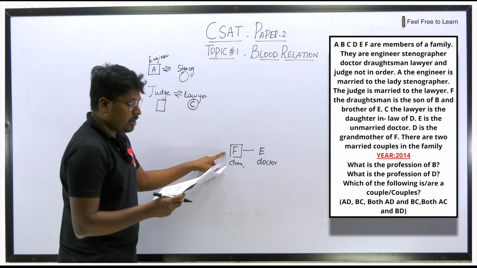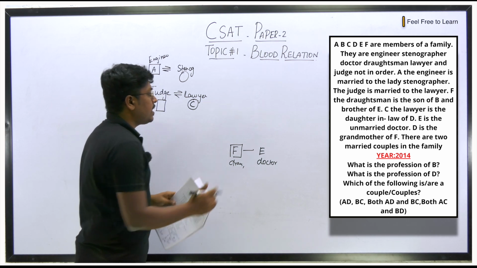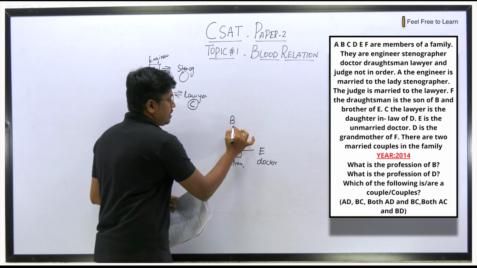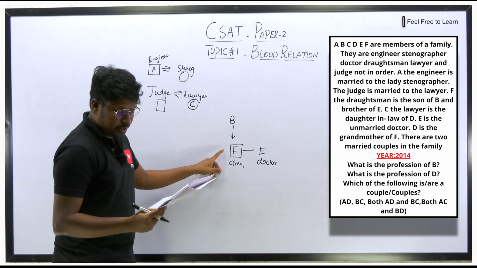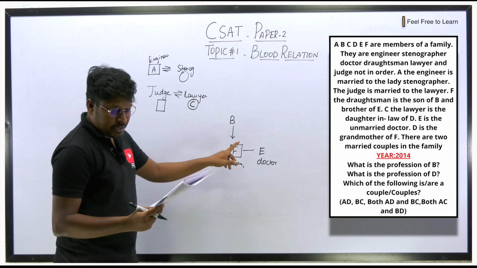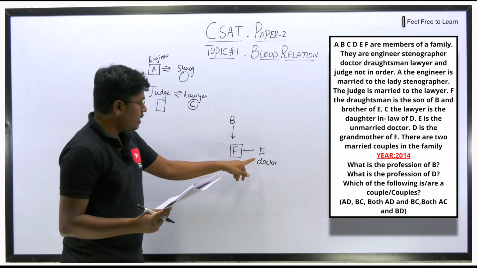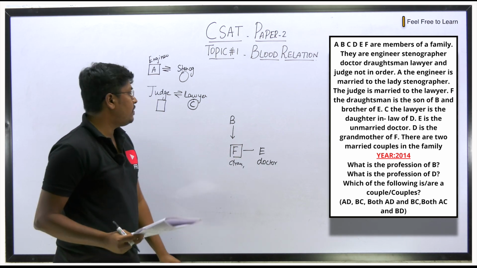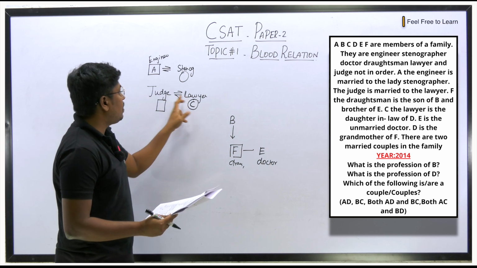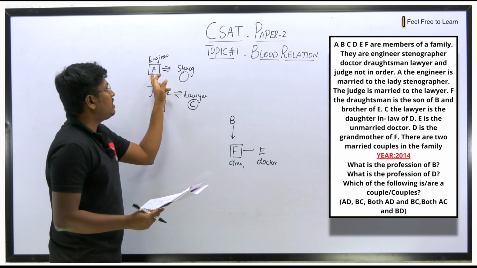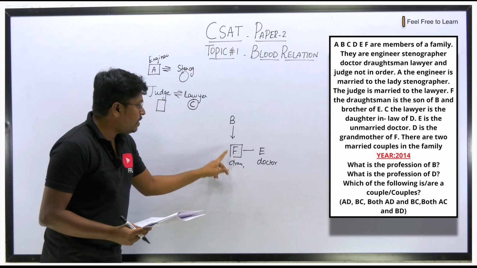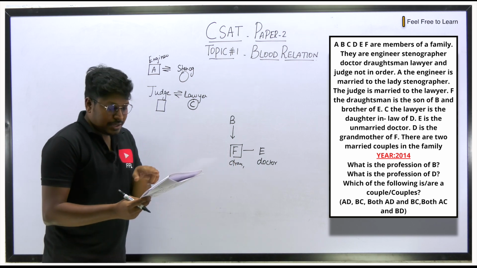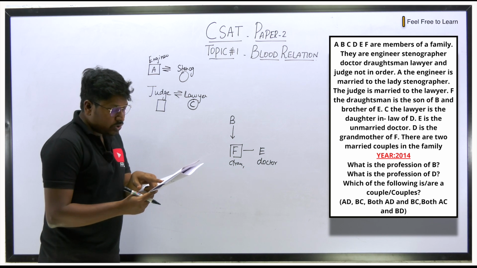And another important point they have given us, this person is son of B. So B's son is F. And this person F is a draughtsman, son of B, and who is unmarried here? The person E is unmarried. And we already know that judge and lawyer are a married couple. Engineer and stenographer are a married couple. So definitely this person F will not be a married person. Why? Because in the question itself they have given that there are 2 married couples.